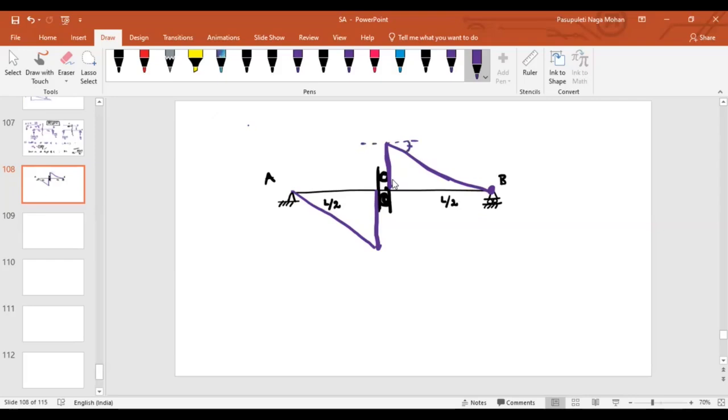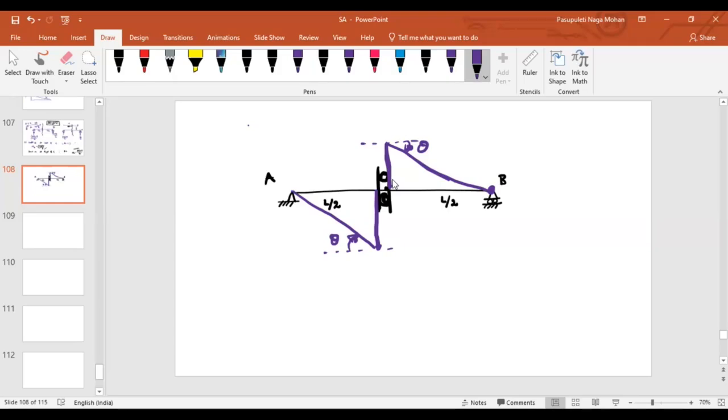Whatever the slope here, what is the direction? Clockwise. Now similarly, what is the direction here? Clockwise. Understand? So here the slope will be the same, in the clockwise direction. Here also the slope will be in the clockwise direction. That means we are not in terms.